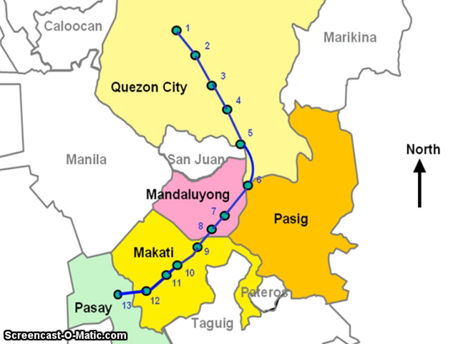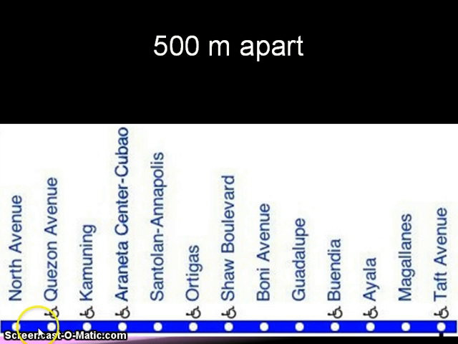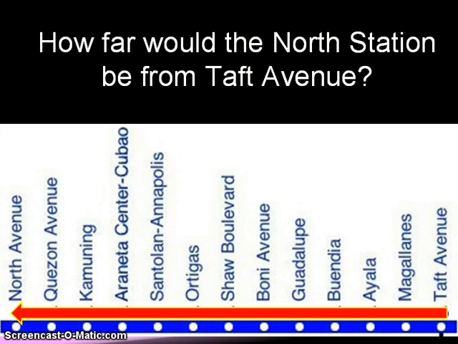Quezon City. So suppose the MRT stations are in a straight line and they are 500 meters apart. Let us illustrate that using this figure. So this is the North Avenue to Taft Avenue. So if we are to travel from Taft Avenue to North Avenue, how far is that?